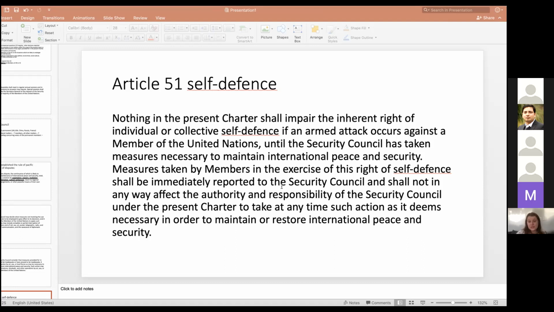The specialized agencies are, for example, UNESCO, the International Labour Organization, the Food and Agriculture Organization, the International Organization for Migration, the World Bank, or the WHO. We have also the Secretariat. The Secretariat is the United Nations executive arm. The Secretary General, who is appointed by the General Assembly, is the head of the Secretariat.